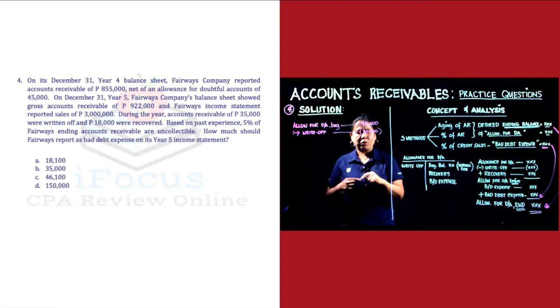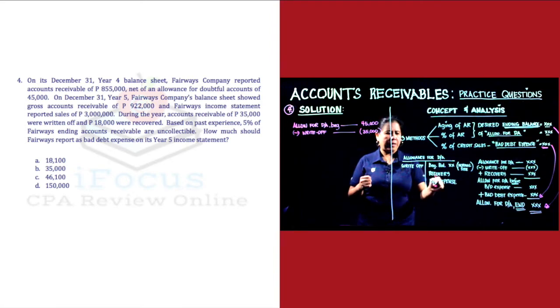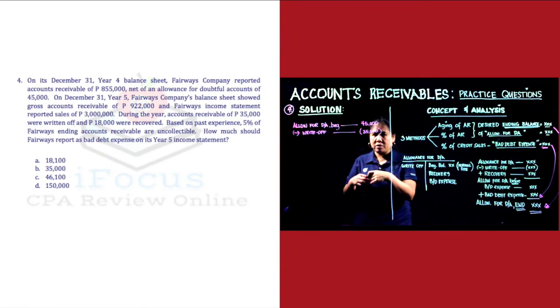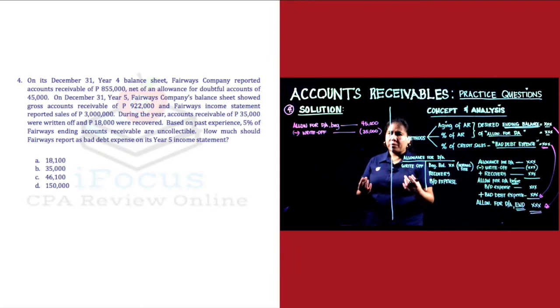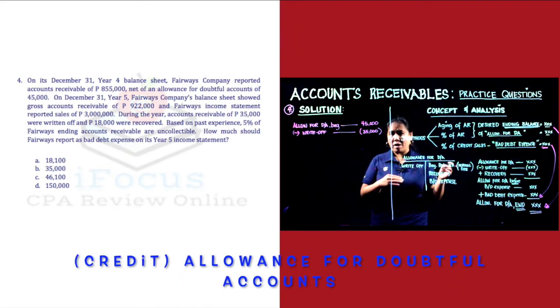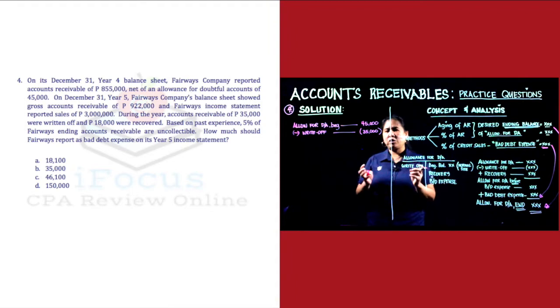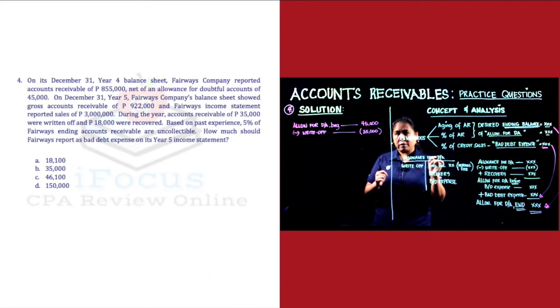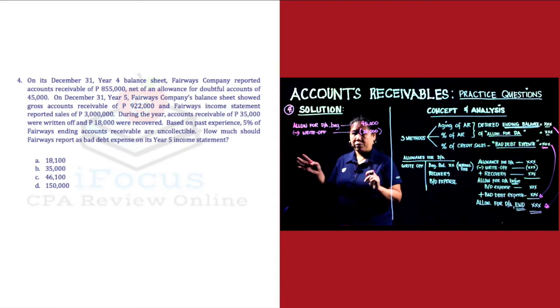And 18,000 were recovered. So, itong recovery natin ay nasa credit side. That means we are going to add this recovery to the allowance for doubtful accounts. Ano bang entry natin sa recovery? Our entry will be debit to accounts receivable and credit to allowance for doubtful accounts. Alright? Then, yung collections mo from that recovery is a debit to cash and credit to the accounts receivable. Alright? So, nag-credit tayo ng allowance for doubtful accounts from that entry. So, yung recovery is addition to our allowance for doubtful accounts.